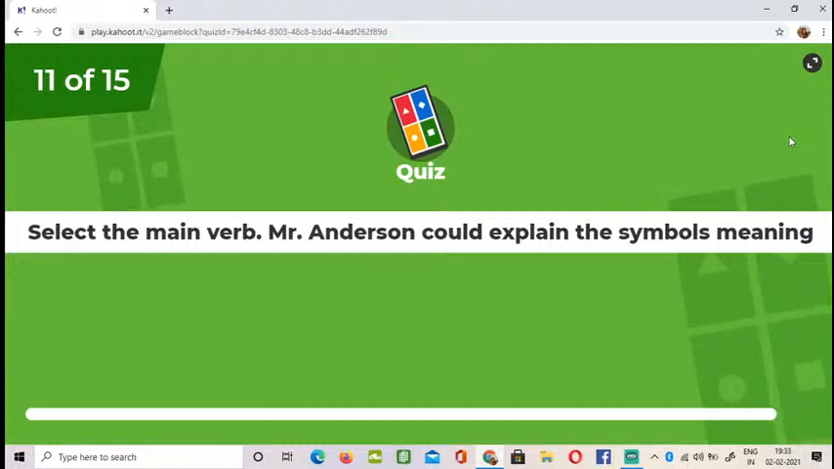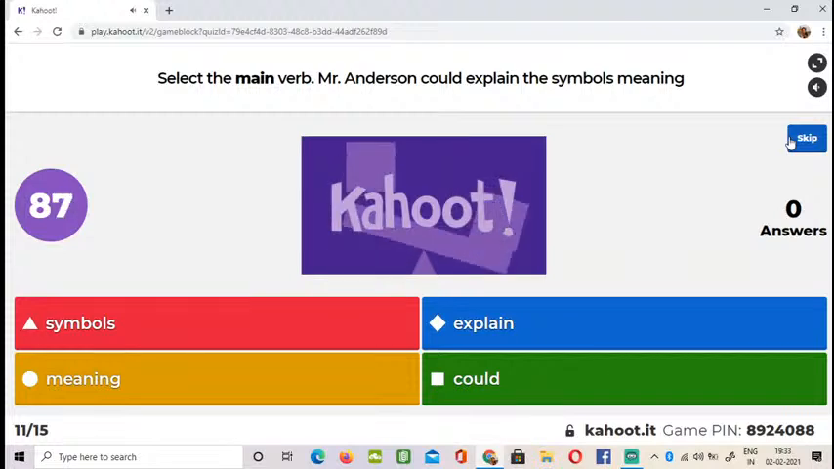You have to select the main verb and helping verb. Here you have a question different from the others. You have to select the main verb. A verb is something like you are doing something. The sentence is: Mr. Anderson could explain the symbol's meaning. You have to choose the main verb.